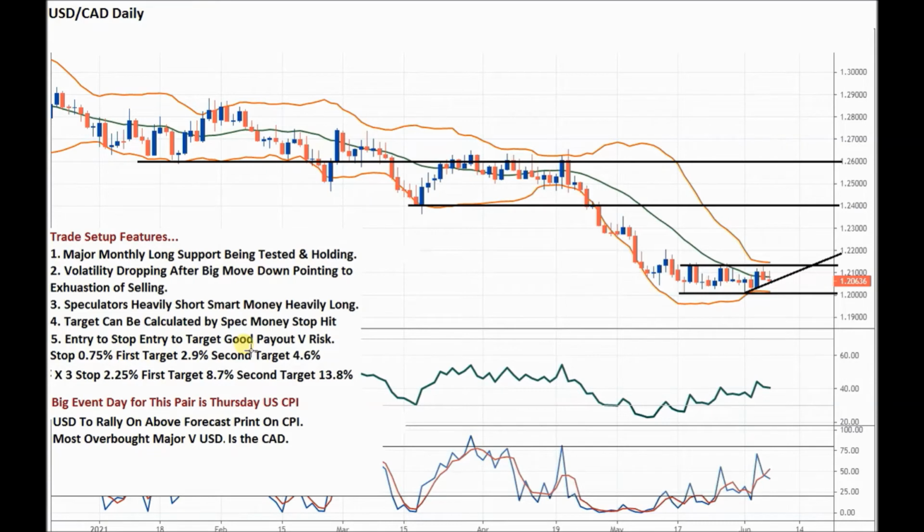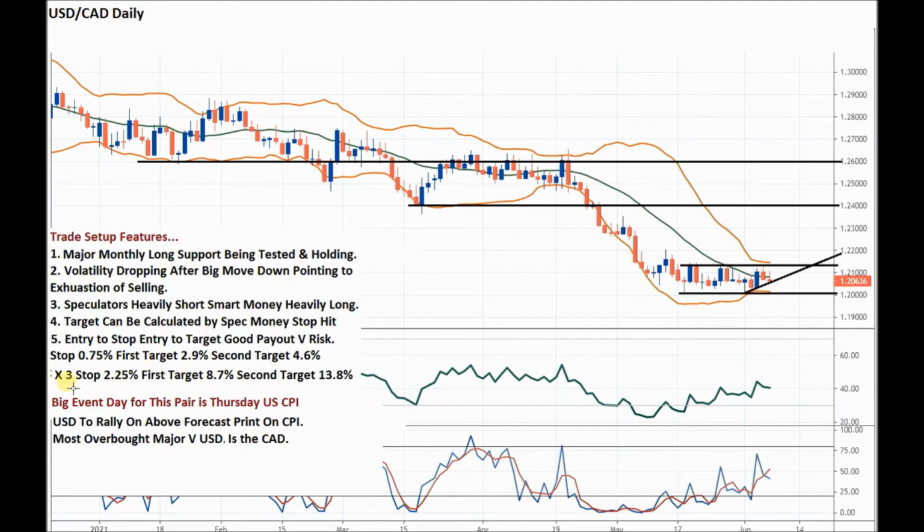In terms of this trade, the entry to stop isn't much risk. Entry to target gives a really good payout for the risk. You've got really good risk to reward. Let's just do it as cash. I'm using no leverage at all. 0.75% risk to stop. If you get to first target, it's 2.9%. Second target is 4.6%. Now, in terms of the risk, we think 2.25% is a reasonable risk to take on this type of trade setup, so we're going to go times 3.